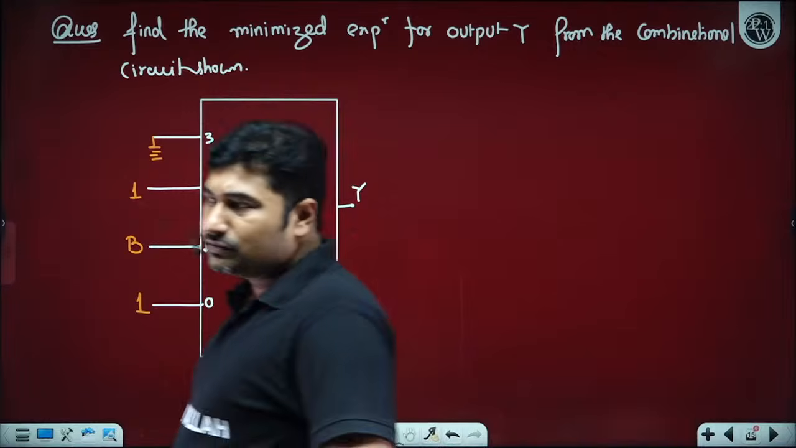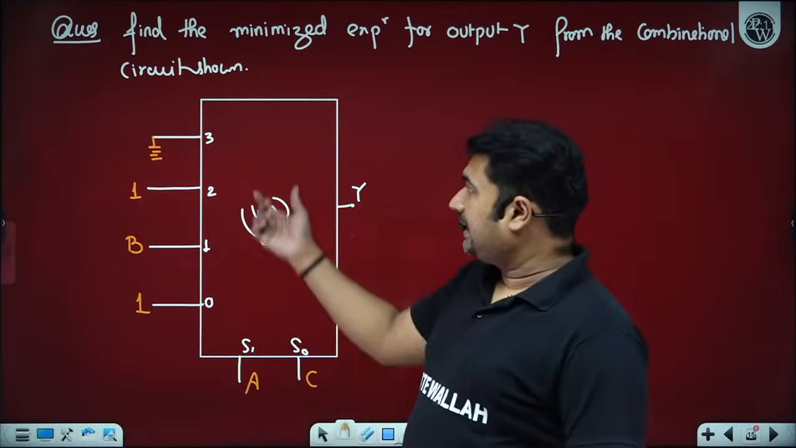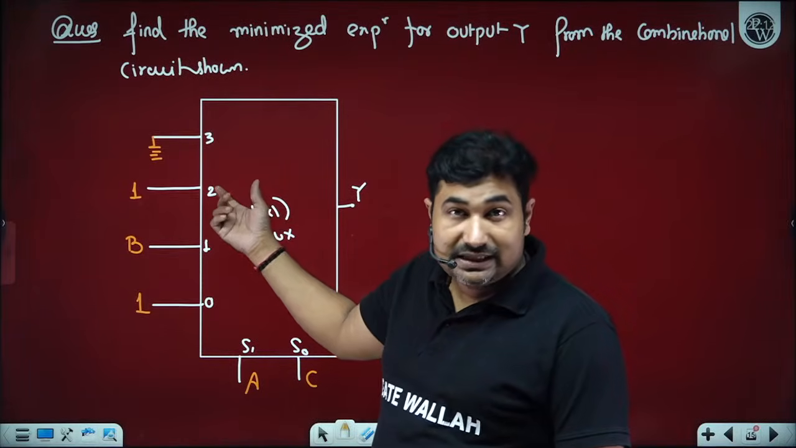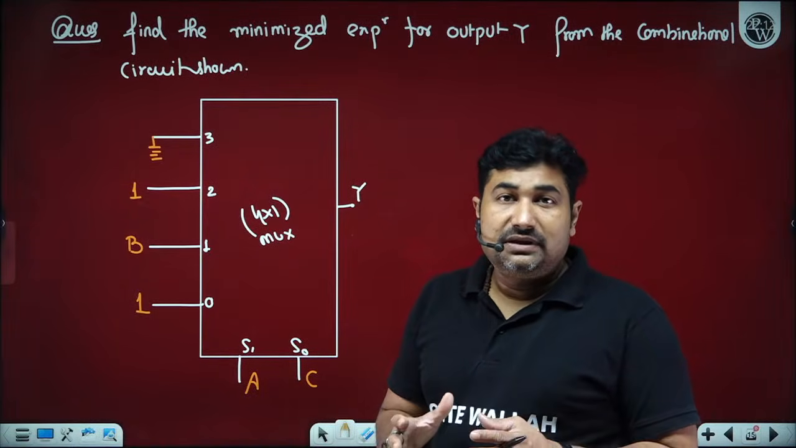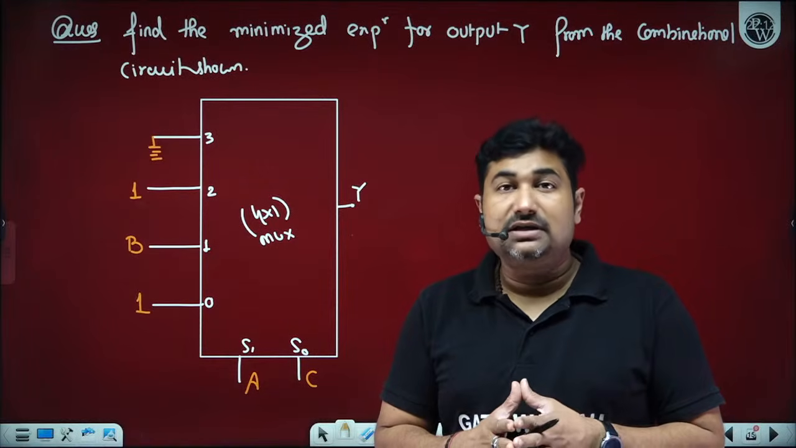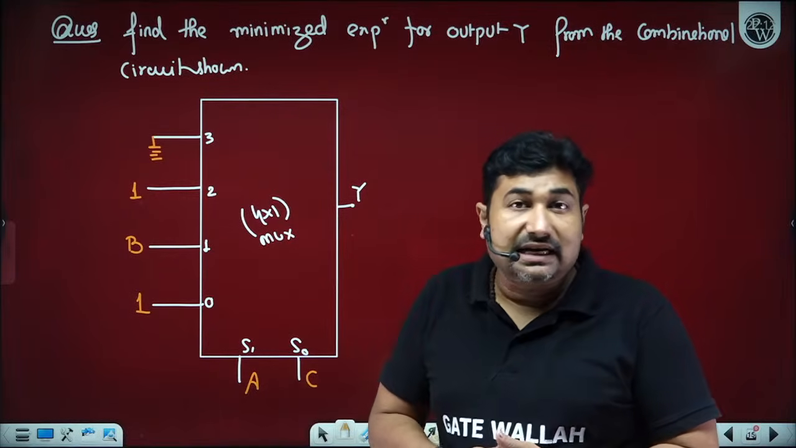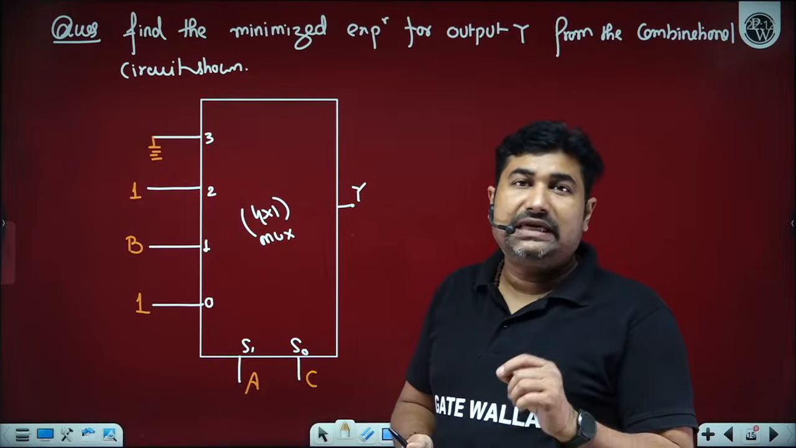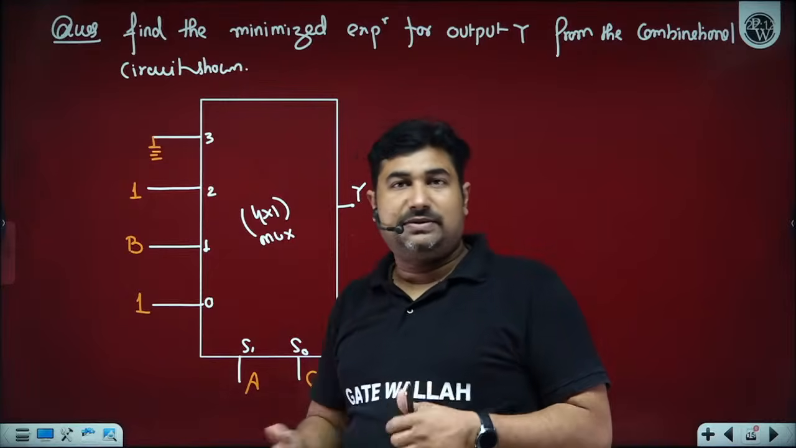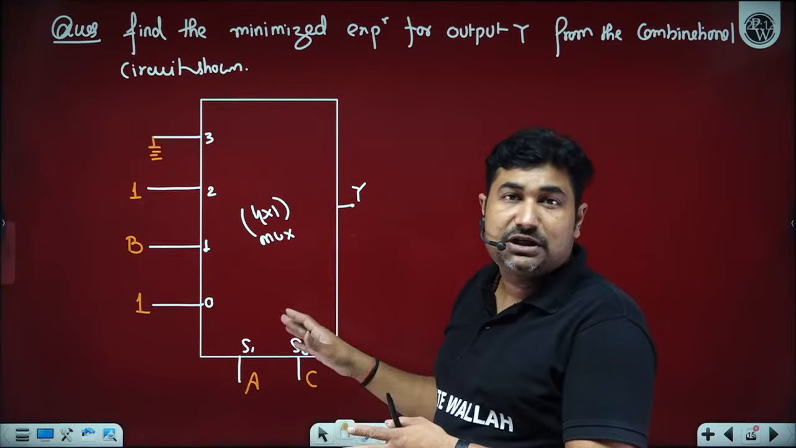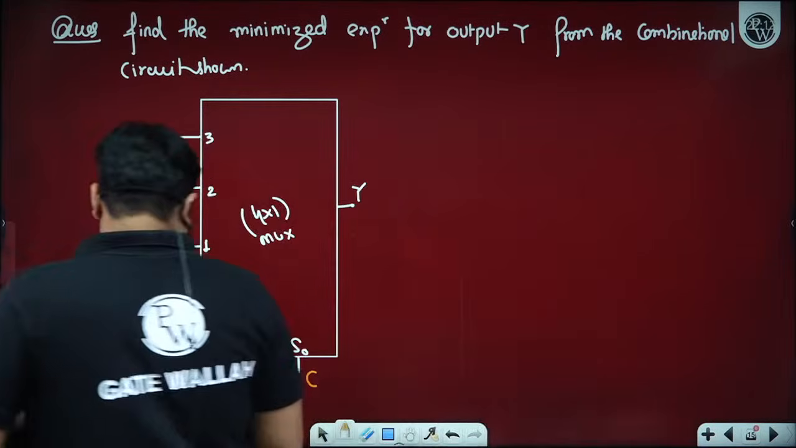Now, please observe, most of the students start in the same way: we have A, C, so they just write A bar C bar, A bar C, A C bar and AC. But no, you have to observe the input pins, because we are not the designer now. Designer only knows how the input pins are connected with the select lines. So in case the representation is not given, we can go with the standard top to bottom, LSB to MSB. But in case the representation of the input pins is mentioned, always follow the given representation.